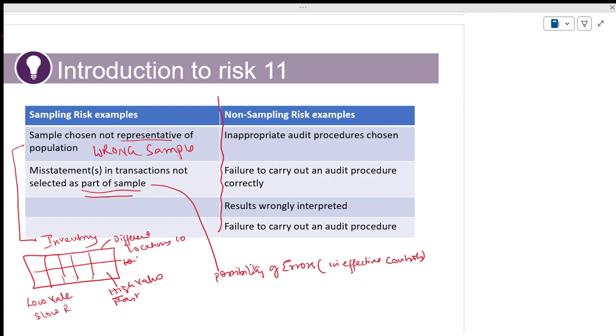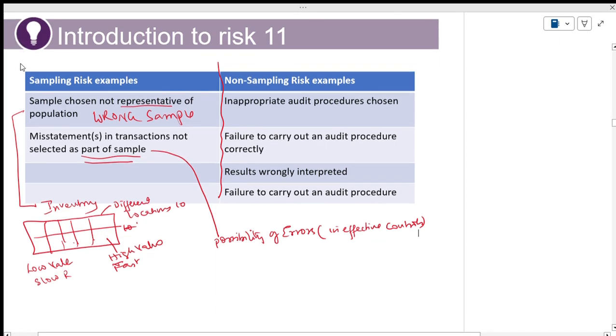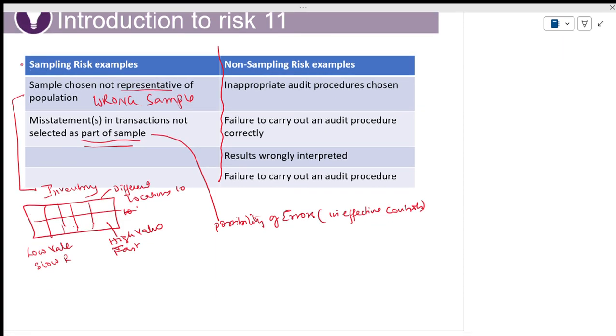You will come across so many questions with respect to inventory. When we are talking about inventory, there are two methods. One is perpetual inventory, one is periodic inventory. Periodic inventory is based on time. Perpetual inventory is continuous.